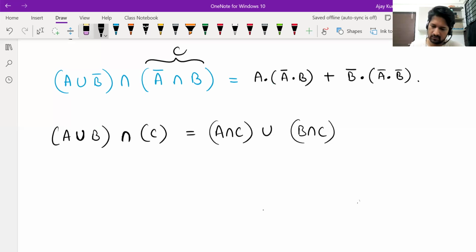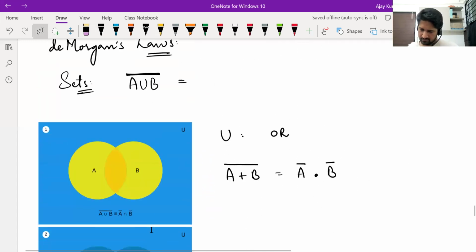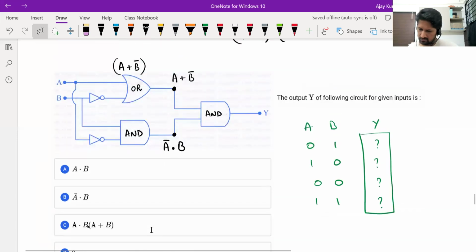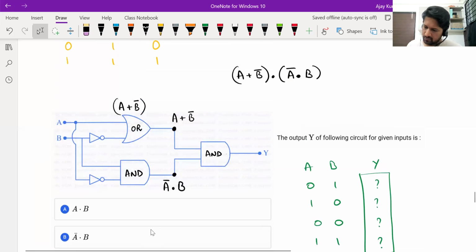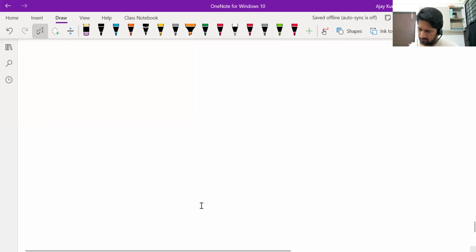Okay. So the given circuit, in the given circuit, what did we have to do? A plus B bar dot A bar dot B. Okay, that is what we are working on. Fine.